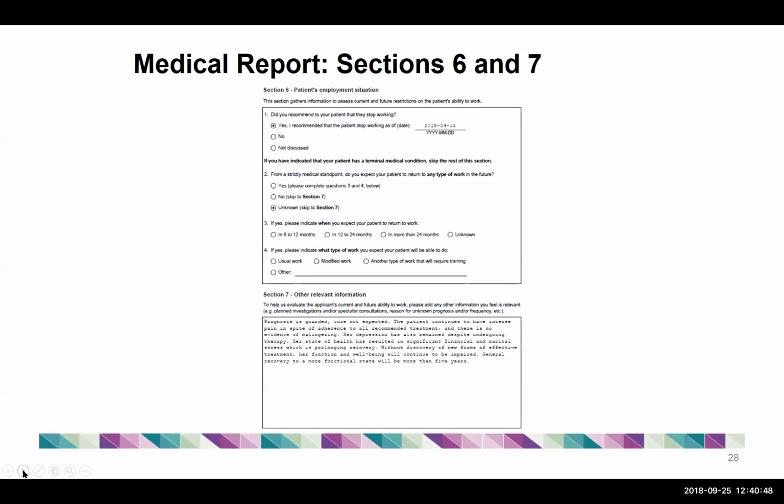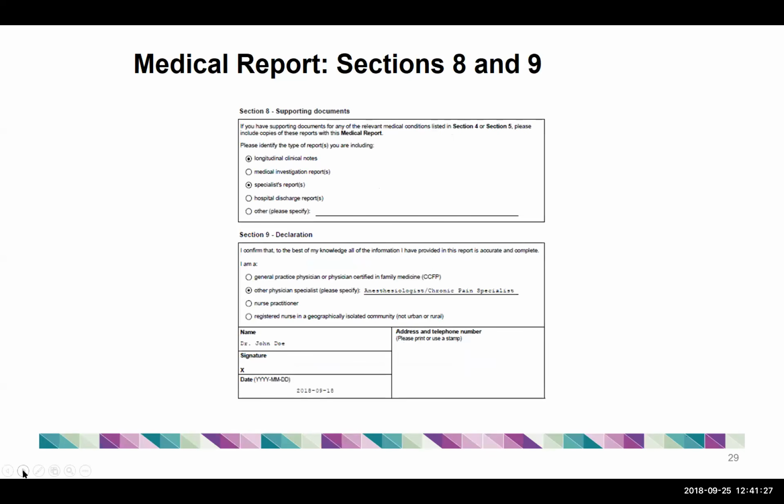And then finally in section 7, this is just an open-ended question, a placeholder for where you can add any additional information that you think is relevant. So if you're on the fence about the prognosis, the prognosis is guarded, you're just not really sure, here's where you can put in some details about why you're on the fence. If there's any planned investigations or consultations which may shed some light on the prognosis moving forward, this is where you can add those details. Basically anything that you think is relevant to helping us establish whether or not the person is severe and prolonged.